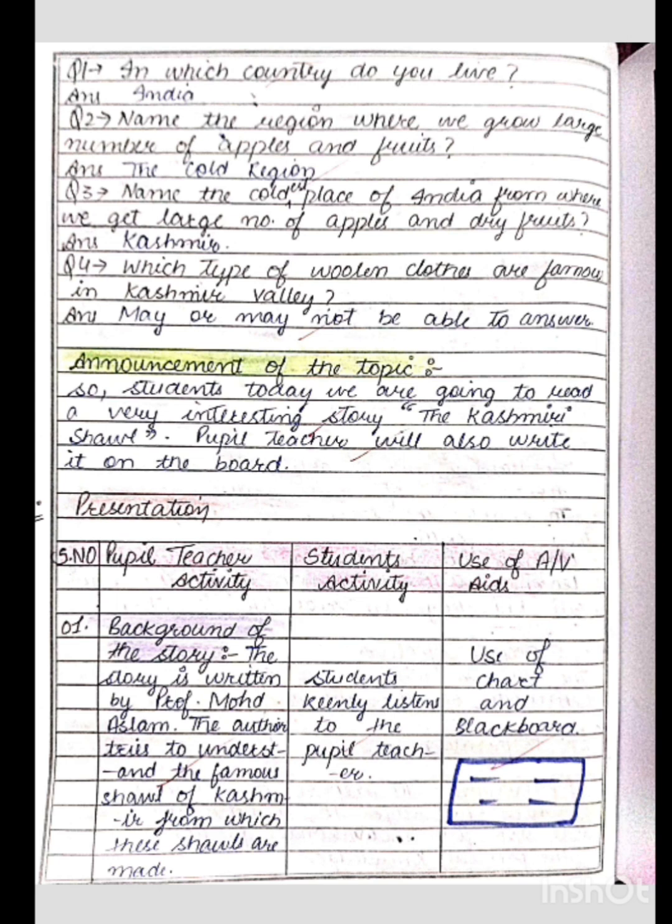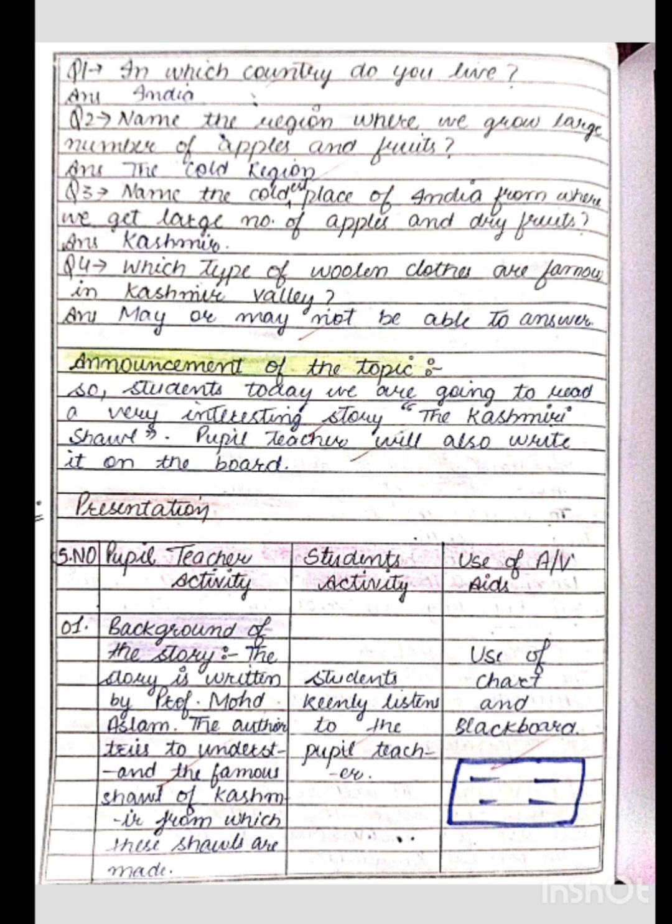The fourth one is, which type of woolen clothes are famous in Kashmir? May or may not be answered. Its answer is the Pheran. By giving the last answer of the question, the pupil teacher will announce the topic, that is the Kashmiri Shawl, and also write it on the board. After that, the presentation part, and the presentation part is divided into three parts, that is pupil teacher activity, student activity and AV aids.